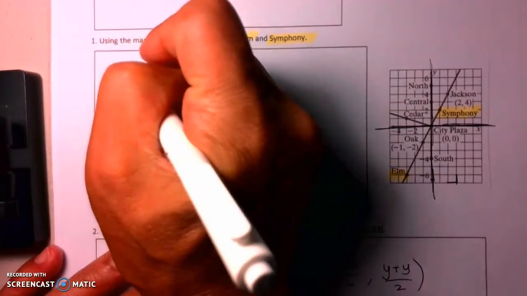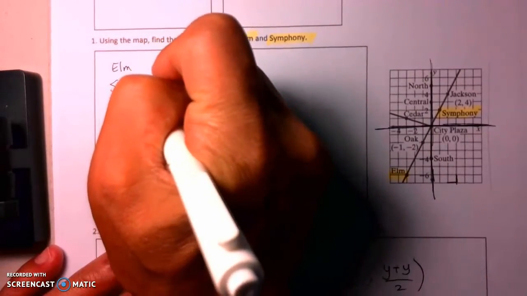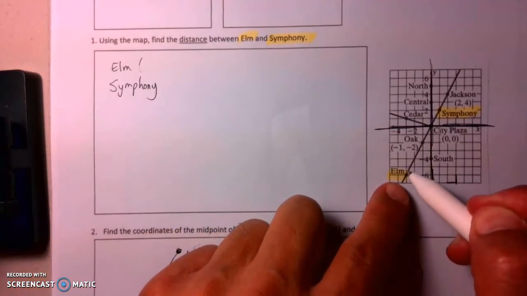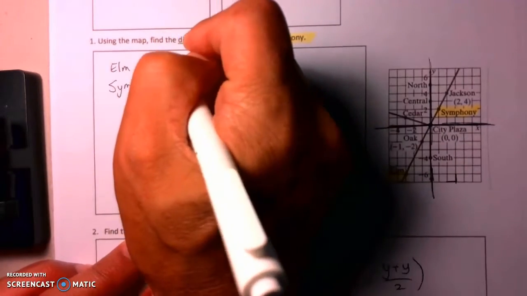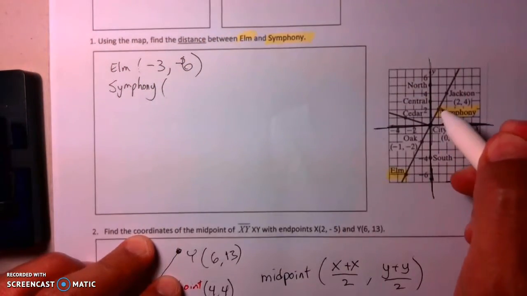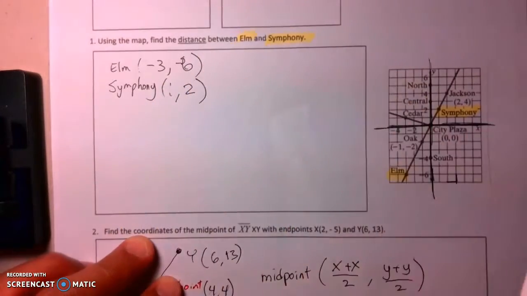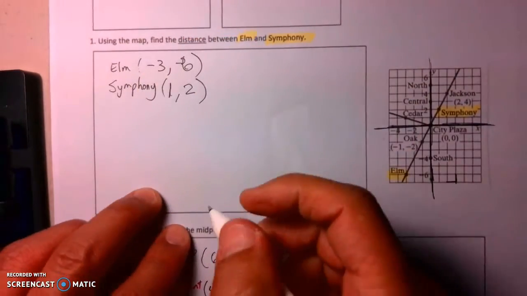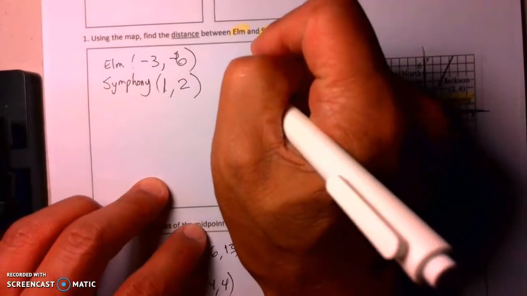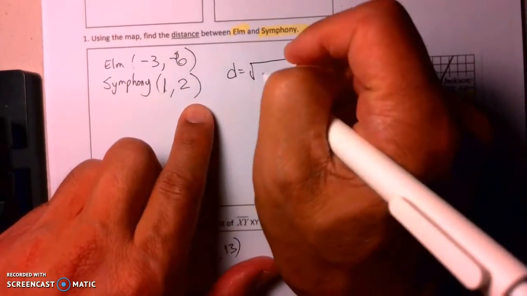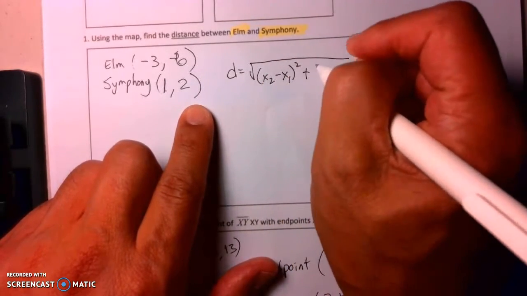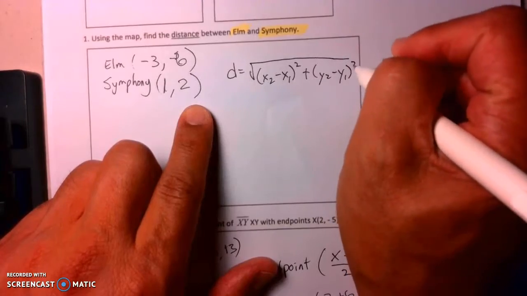First, let's get the location points for Elm and for Symphony. Elm, if I use my graph paper right here, 0, 0, this is -3 over, -6 down, -3, -6. Symphony is 1 over, 2 up, 1, 2. All right, my pen is running out of juice here. So the new formula, distance formula, it's right here above. The distance between the 2 points, or the 2 cities, is going to be the square root. And you're going to really know this formula by the end of the year. x2 minus x1 squared plus y2 minus y1 squared.